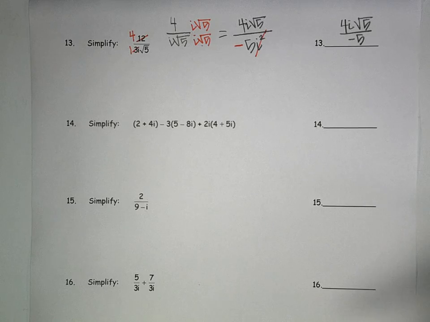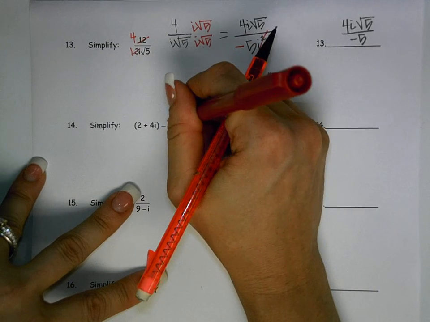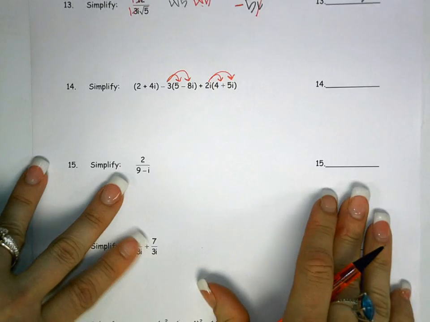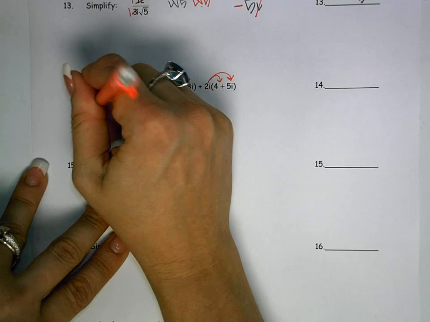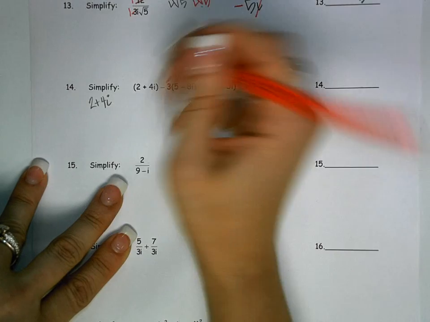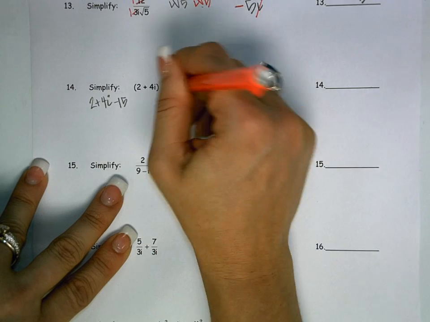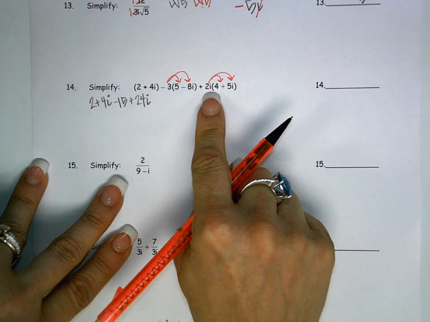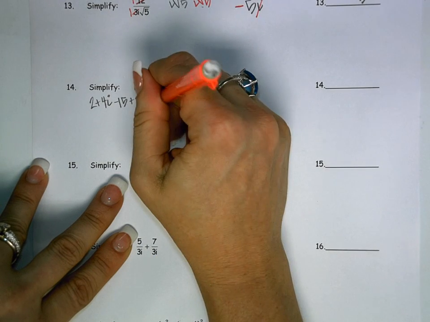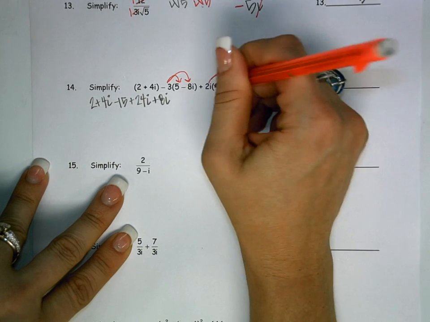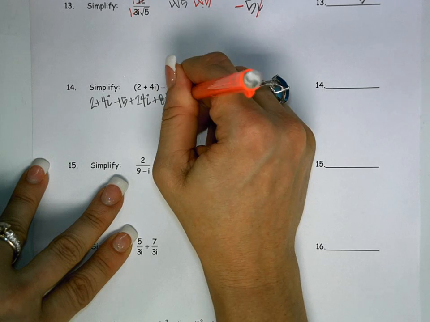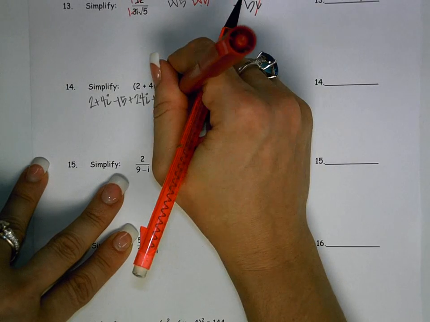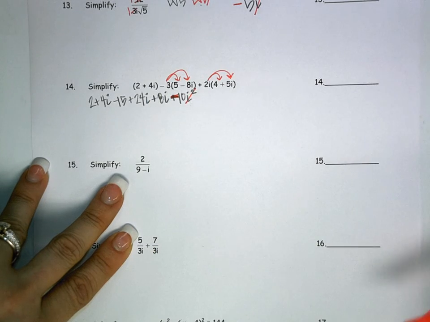Number 14, we're going to distribute and then combine like terms. So distribute that negative, distribute the 2i. It's going to be a big old combine like terms. So 2 plus 4i minus 15, negative 3 and negative 8 gives you plus 24i. 2i times 4 gives you plus 8i. And then 2i times 5i gives you plus 10i squared. The i squared becomes a negative 1 multiplied, so that's negative 10.